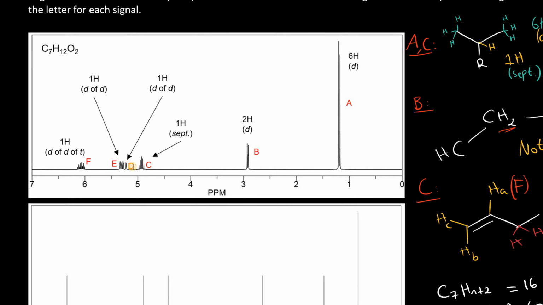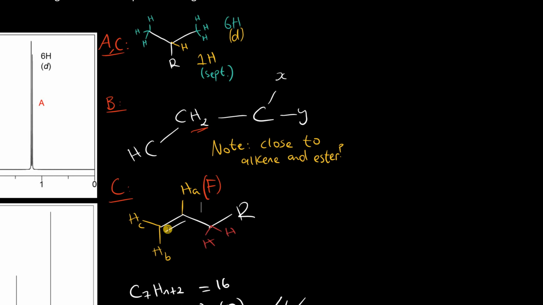Now with signals E and D, doublets of doublets, this structure is still valid. If we look at proton B, it has one geminal neighbor, which is a doublet. It splits that into two signals. And it has a trans partner, proton A, which will split it into another doublet. So proton B would be a doublet of doublets. The same goes with proton C.